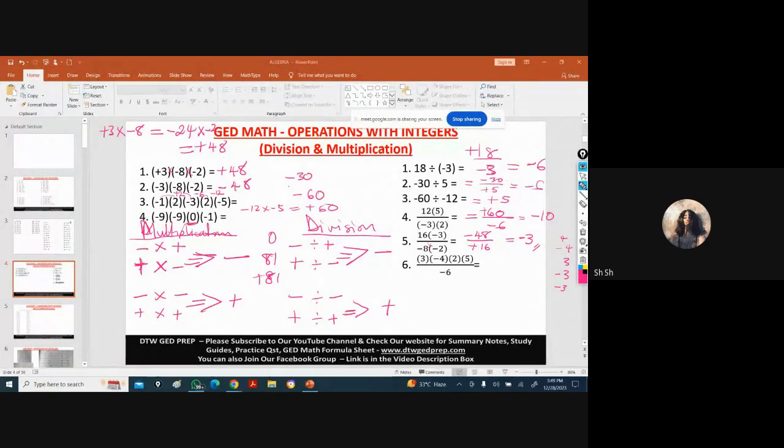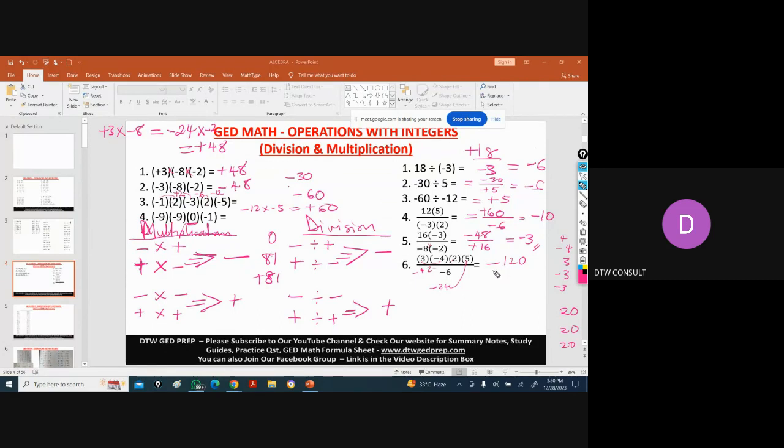Okay, someone says 20. Another person says 20. Yes, it is 20. Positive 20. Good. So we have here 4 times negative 4. That's a negative 12. Then times a positive 2 gives us a negative 24.